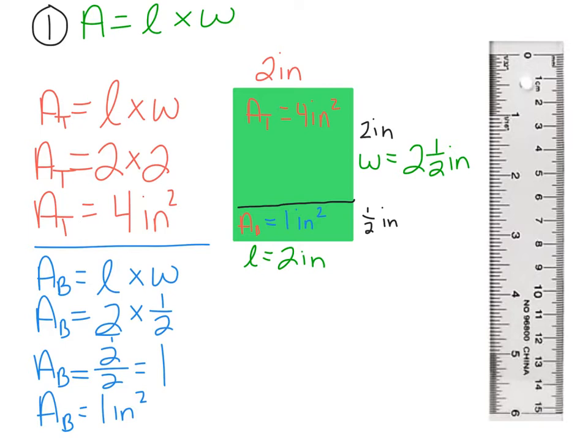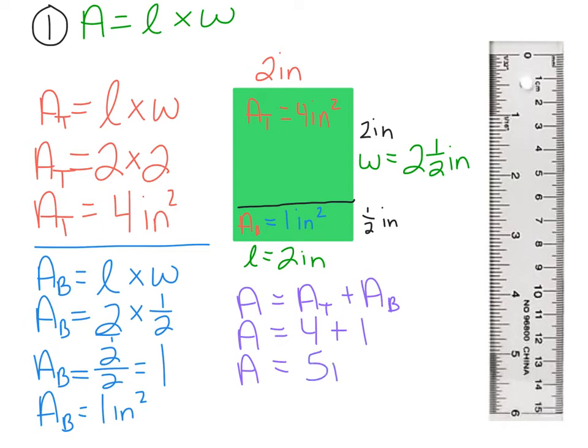Now I need to find the area of the whole thing. I'm going to find my total area, which is the area of my top section plus the area of my bottom section. I already did the multiplying: the length times the width, the length times the width. Now I'm just adding my top part of the area and my bottom to make one complete rectangle. So A is equal to the area of the top, which was 4, plus the area of the bottom, which was 1. And so my complete area is 5 square inches.